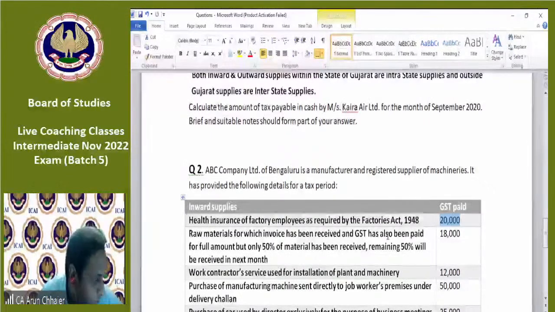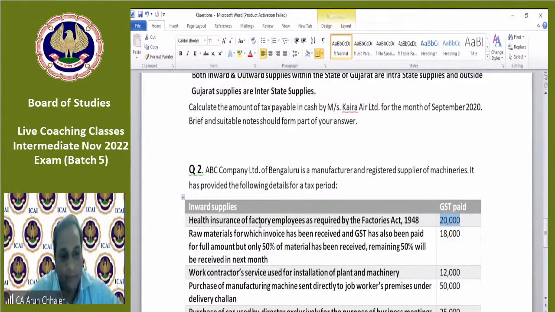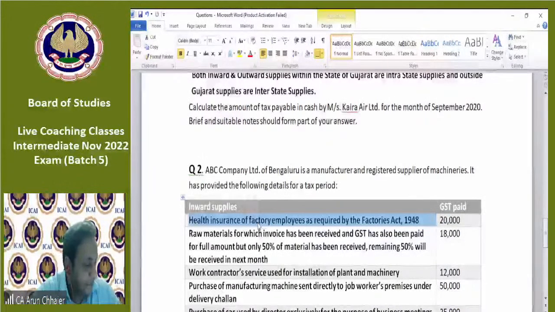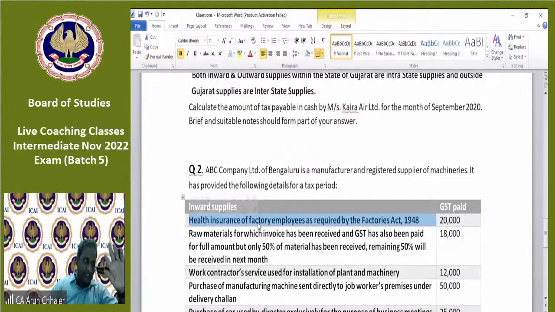Karthik, short duration course. Okay. I think your question is clear. Please tell me, for health insurance of the factory employees, whether ITC is available or not, along with reasoning. ITC blocked, as it is the duty of the employer but necessary to take the insurance. Perfect. ITC is blocked, or available for the factory? Give me the answer along with reasoning.